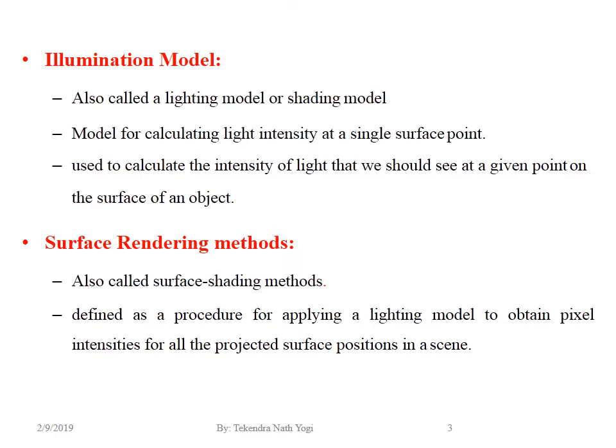What do we understand by surface rendering methods? It is also called surface shading methods, defined as a procedure for applying a lighting model to obtain pixel intensities for all the projected surface positions in a scene. The important components are ambient light, light coming from nearby objects after reflection, diffuse illumination, specular reflection, etc.